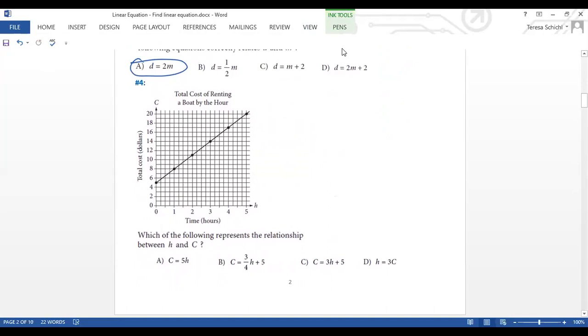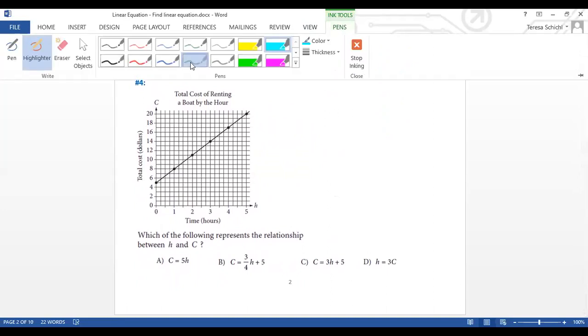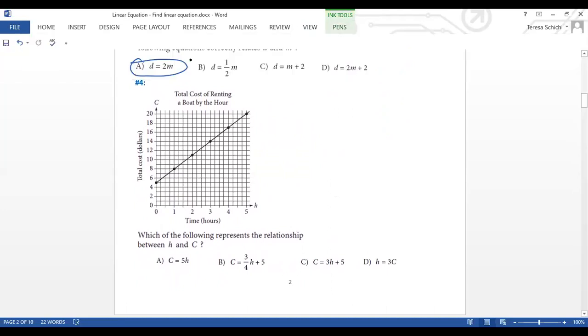Okay, so let's take a look at this one here, number 5. They said, which of the following represents the relationship between H and C? H and C is here, the cost of a boat by hour. I don't like those, so put this as X, put this as Y, right? Same old.